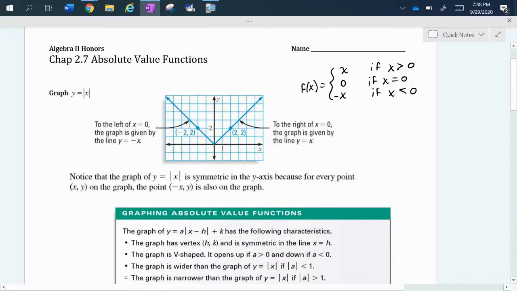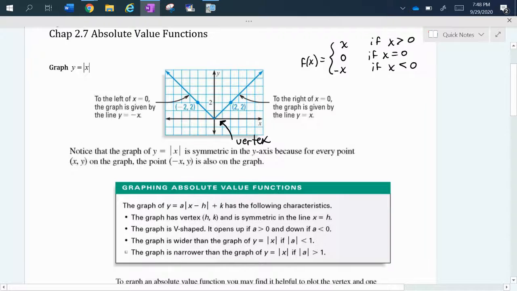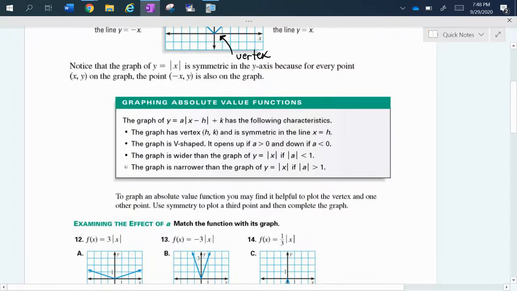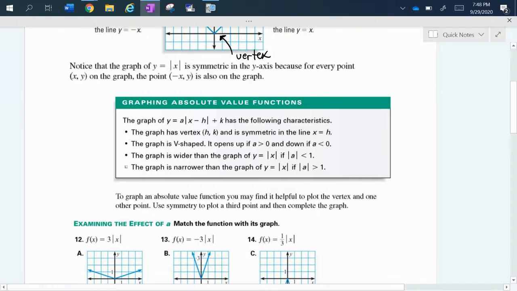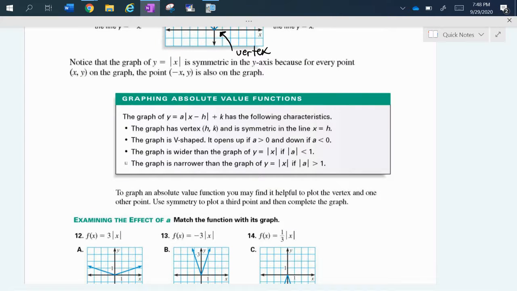So this graph has a point where the 2 rays meet. The point where the 2 rays meet, in this case, is the origin. We'll call it the vertex. So the vertex is the point where the 2 rays meet. So now we're going to take y is equal to the absolute value of x, and we're going to transform it and move it all over the coordinate plane.